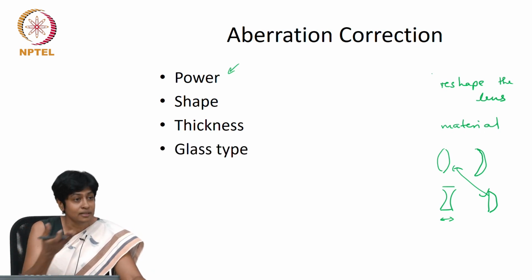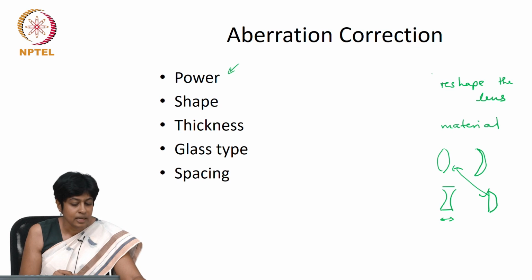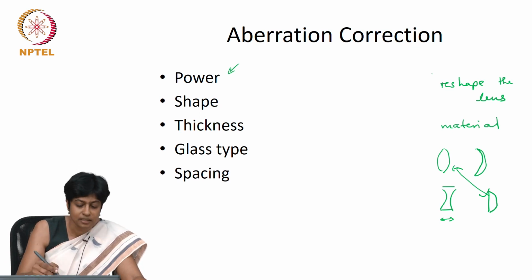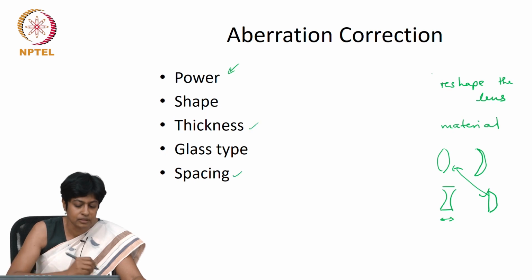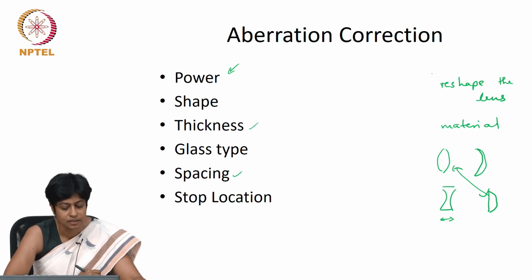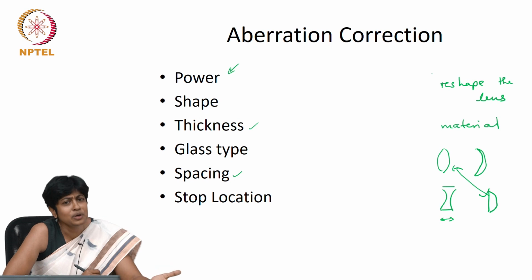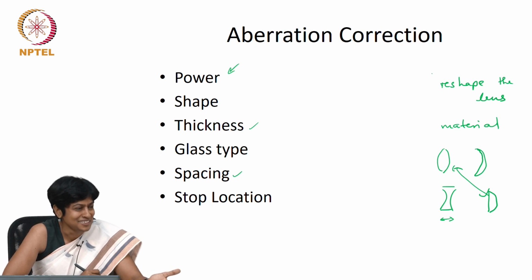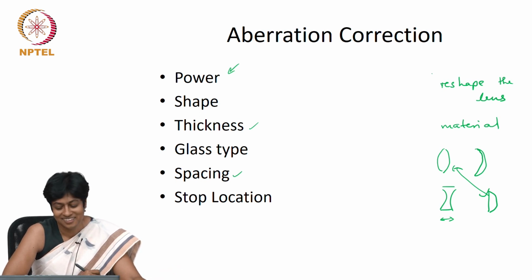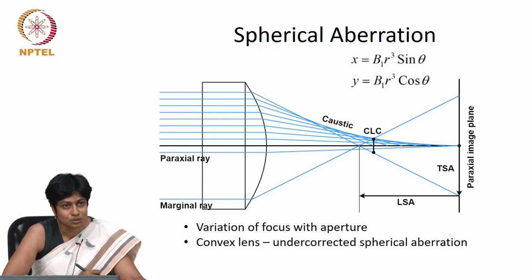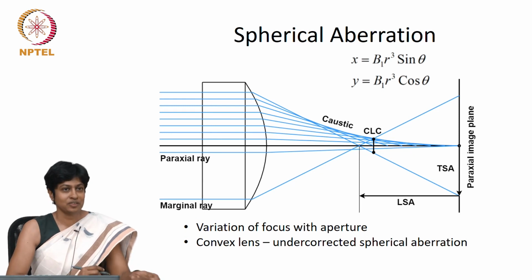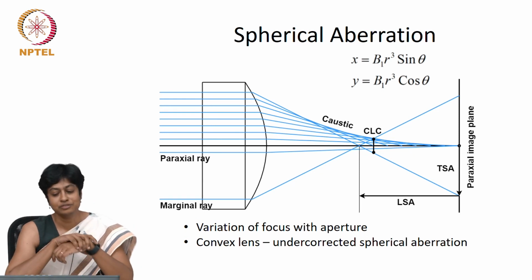Glass type, material, that is refractive index, spacings, right? So I can change the thicknesses of the lens. These are related if I'm talking about thick lenses. And I thought you would all tell me this because we talked about this a lot over the last few weeks. You can change stop location. Okay, so I think we won't start on spherical aberration because I don't have enough time.